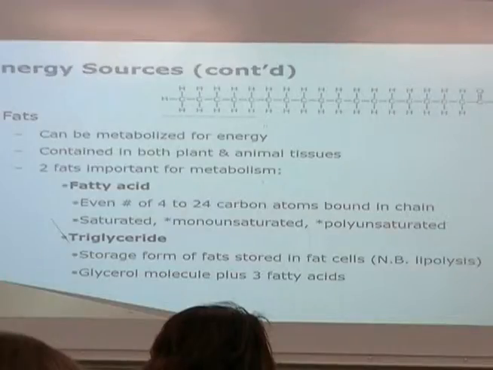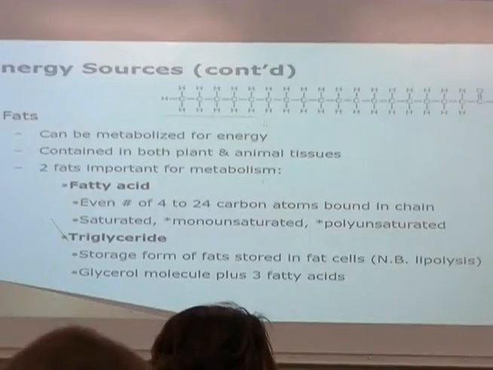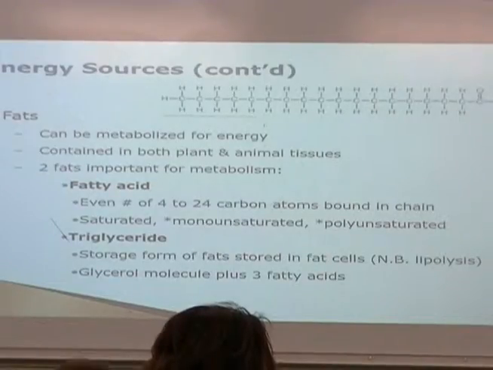So, yes, humans can use fat as an energy source under certain circumstances. Right? And fats, we can get fats in our diet from either plants or from animals. The terminology that we're interested in when we're looking at fats as an energy source is a fatty acid. So fat is carried around our bloodstream as a fatty acid, and they have 4 to 24 carbon atoms.